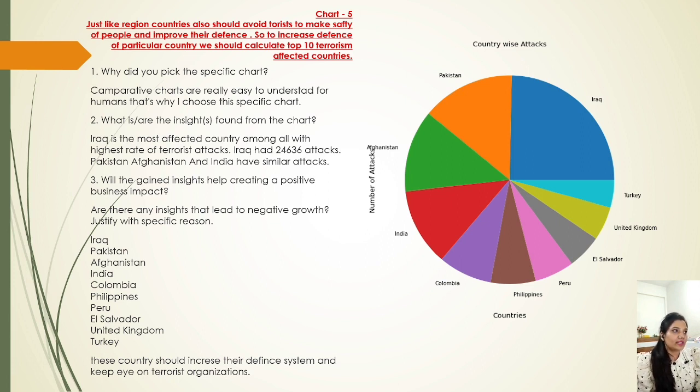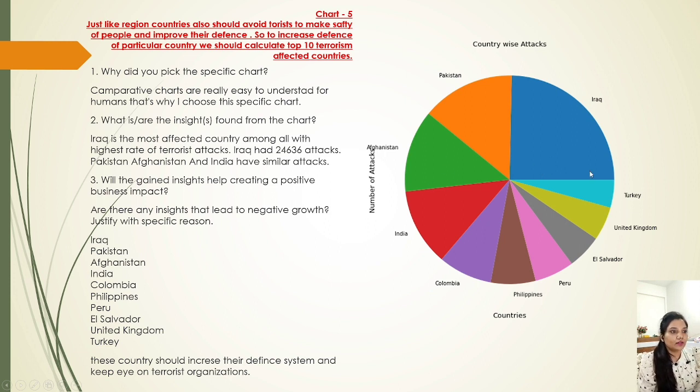Just like regions, countries also should avoid tourists to ensure the safety of people and improve their defense. To increase defense in a particular country, we should calculate the top 10 terrorist-affected countries. Just like regions, we also calculated the red zone countries, which got the highest number of attacks. Comparative charts are really easy to understand for human beings, that's why I chose the pie type chart. Here we can see Iraq is the most affected country among all. Iraq got the blue color.